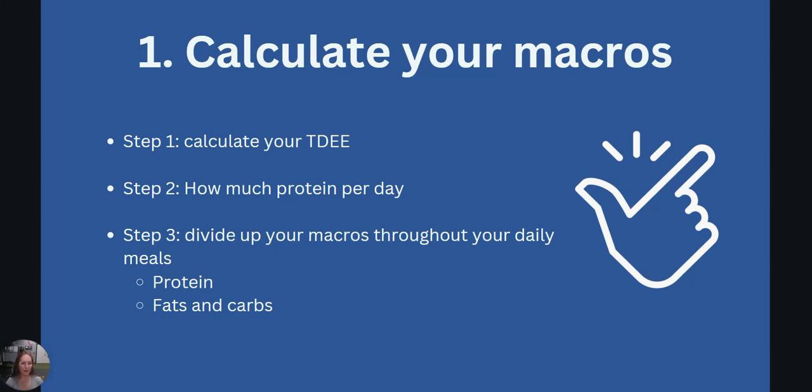And then we divide up the macros throughout the daily meals. First with protein, and then fats and carbs. For the purposes of this part of your intro to macronutrients, I don't care what ratio you use for fats and carbs, okay? It actually doesn't matter as much as people like to think. The keto group is going to tell you it should be higher fat, and then there's the lower carb group. But really, what matters is total energy intake.